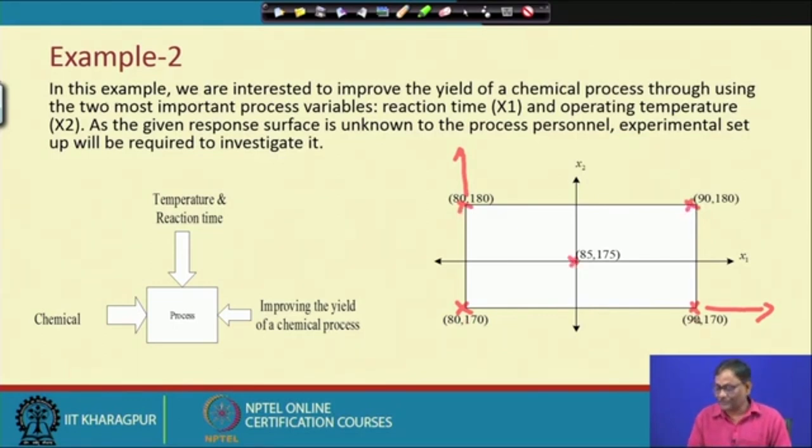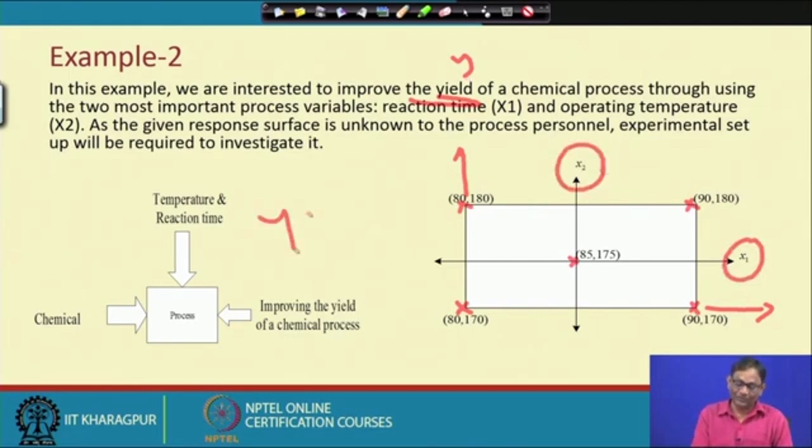But these four, 1, 2, 3, 4, at the corners are basically known as factorial points, which we will discuss later on. For the time being, you will be interested to know how the process yield, that is y, will be affected by x1 and x2, and what the function of x1 and x2 is. That is process characterization.